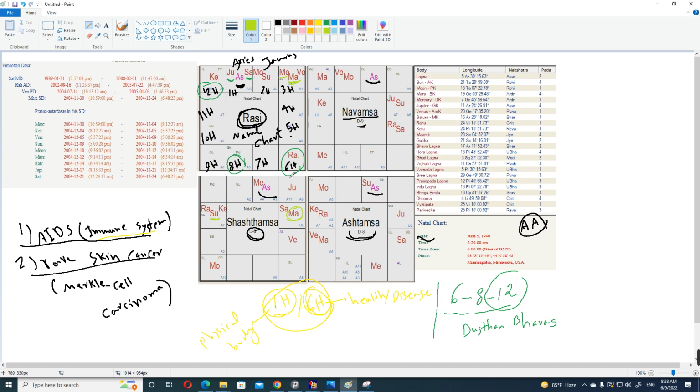Then this native can have some kinds of diseases. And now let's check two problems that he had in his life: AIDS, that is connected to the immune system, and that rare skin cancer. For the AIDS, we need to check three things.